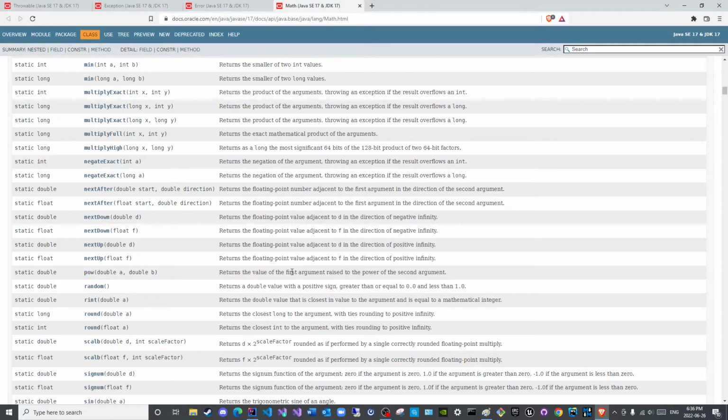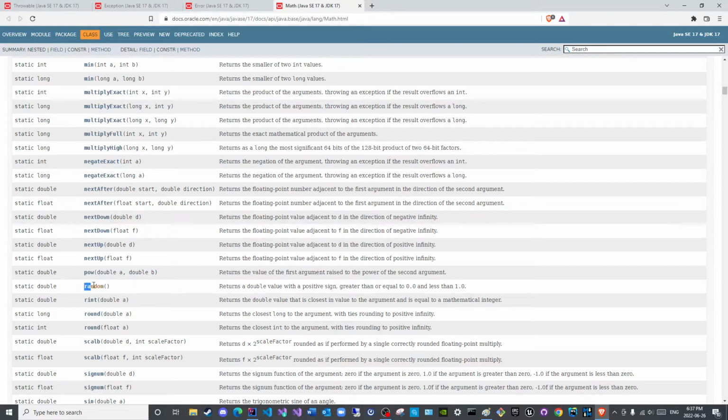And here you have the details. This is known as Java documentation or Javadoc. We will cover how to create that soon, God willing. Here it tells you the information related to the function: it returns the value of the first argument raised to the power of the second argument. So this is the base and this is the exponent.